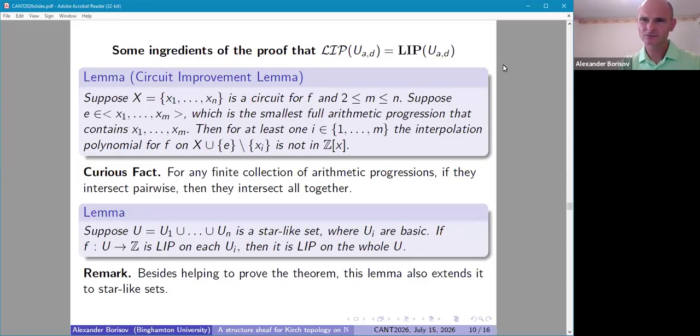So how does the proof go, basically? We suppose we have a locally lib function which is not lib. We get some circuit of smallest size, and then we improve it. We improve it to the point where for all the xi's, the neighborhoods on which the function is lib must intersect. And then we apply the lemma and we get a contradiction.